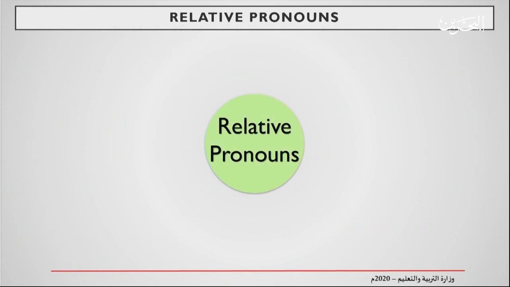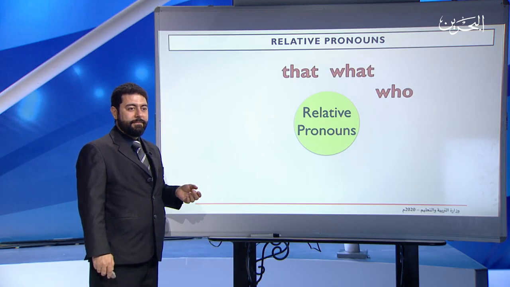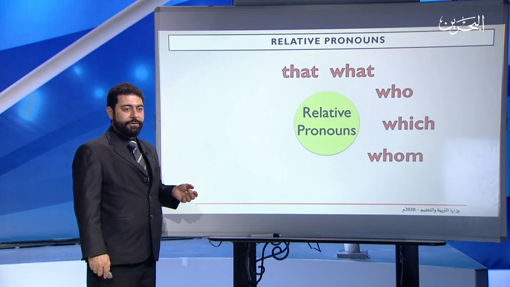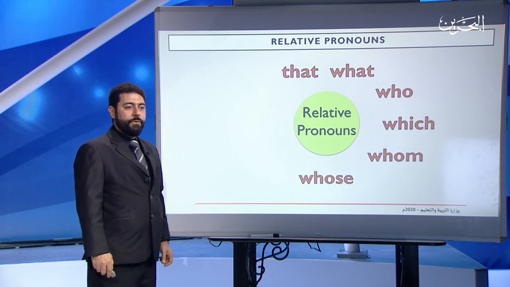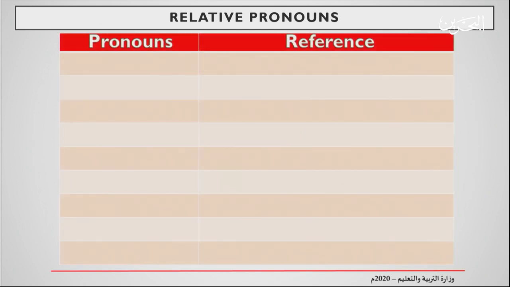So, let me introduce the relative pronouns. The first one is that, what, who, which, whom, whose, when, where, and why. There are about 9 of them. All right. So, relative pronouns. Do you remember them?